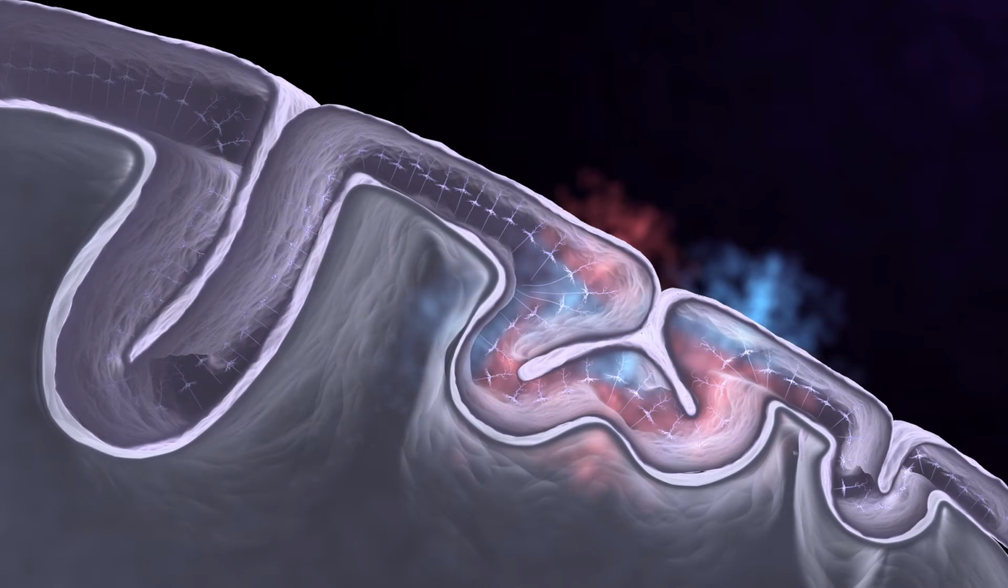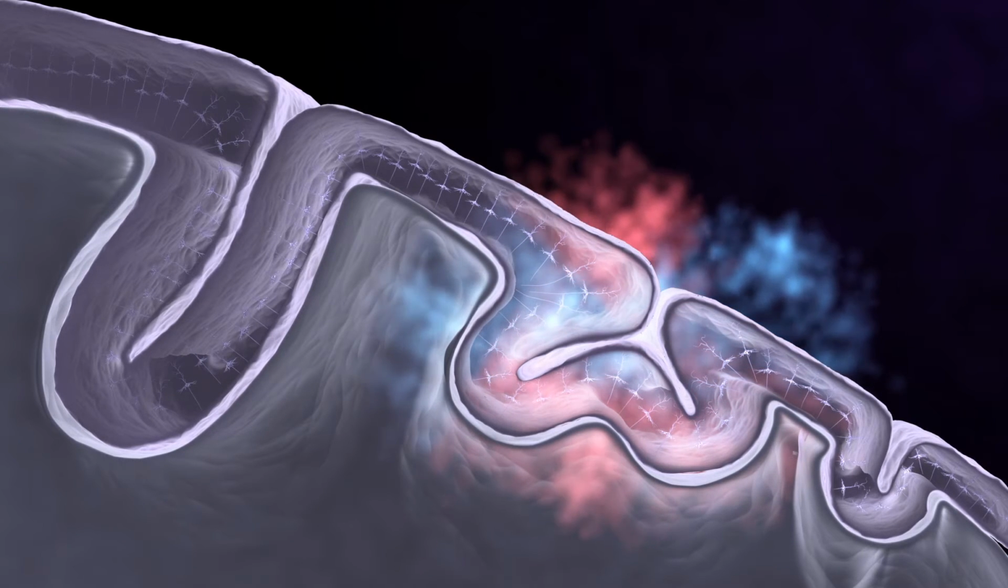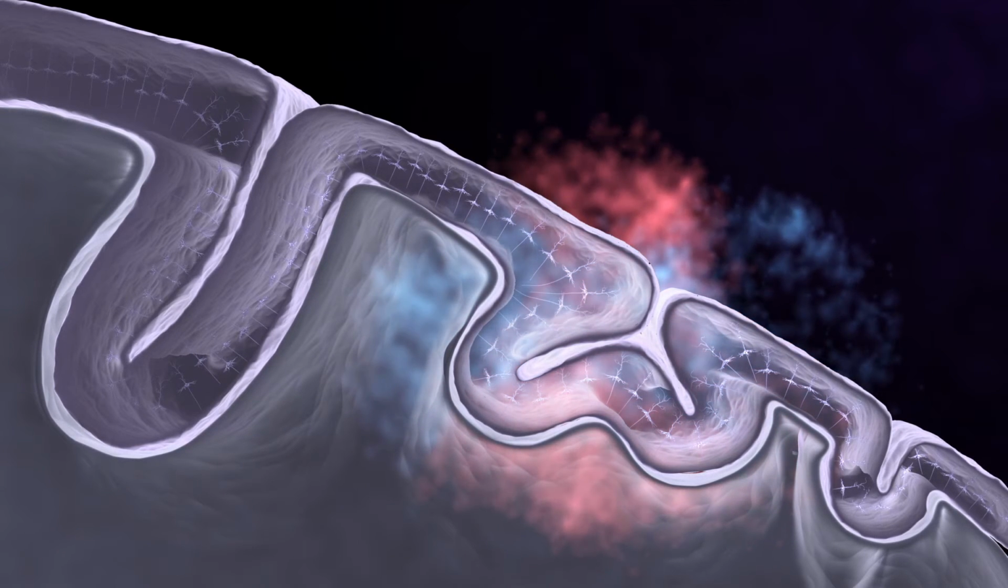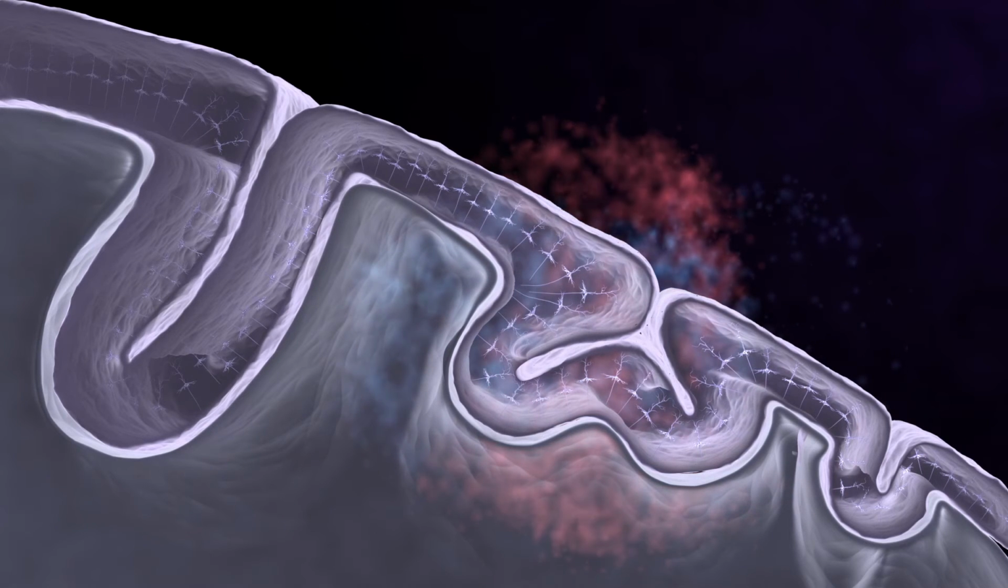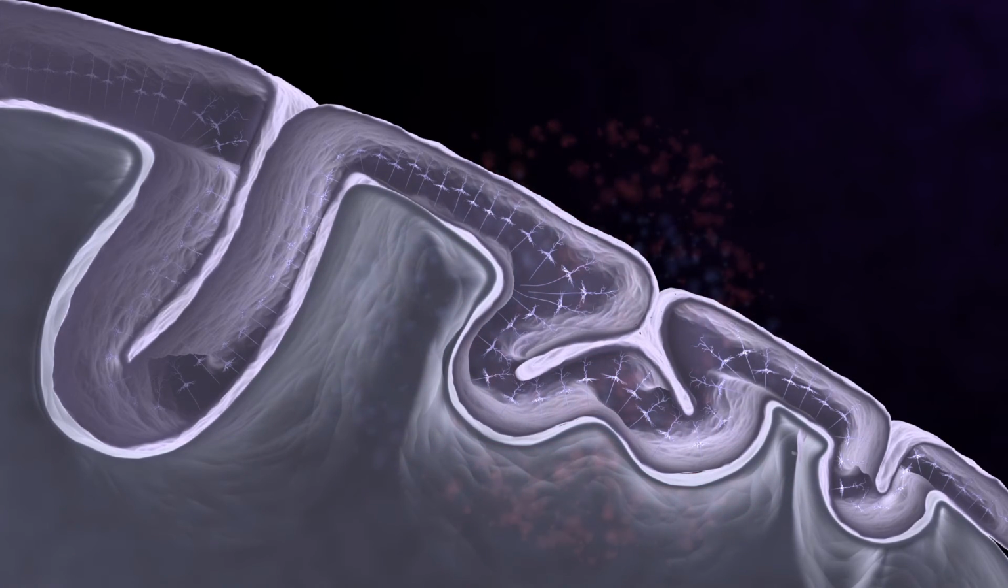Finally, in the rightmost section, there's a combination of activity, some that summates at the scalp creating a positive charge, and some that summates to a negative charge, while others cancel each other out.